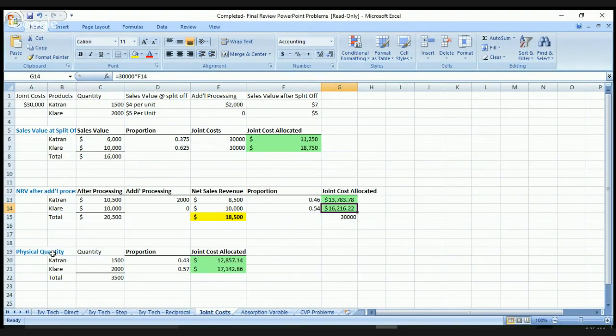Now, based on the physical quantity, we have 1,500 and 2,000 for a total of 3,500 units. 15 of 35 is 43%. 20 of 35 is 57%. So the allocation on that, take the 43% times the 30,000, I get 12,857.14. For the Claire, I get 17,142.86.